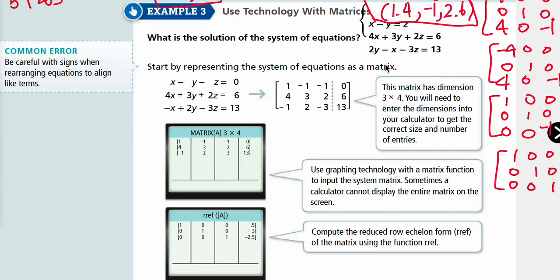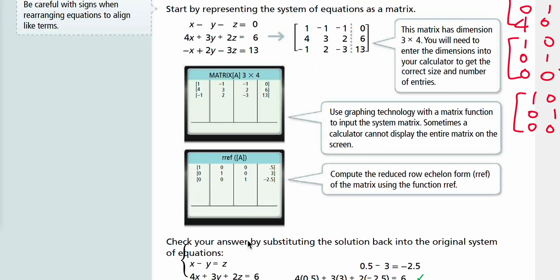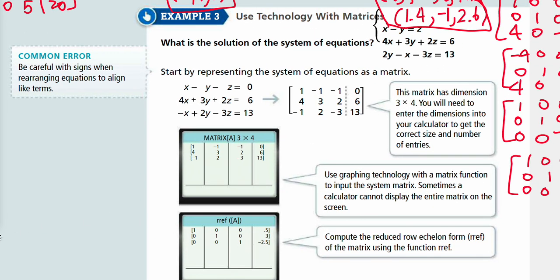And then you will compute by getting the reduced row echelon form. It is abbreviated as rref of the matrix, using the function rref, reduced row echelon form. Okay, so this is the abbreviation for reduced row echelon form. And then it'll calculate for you: 1 0 0, 0.5; 0 1 0, 2.8; 0 0 1, negative 2.3. So you can check your answer as well, but it should be correct. So that is your graphing calculator.